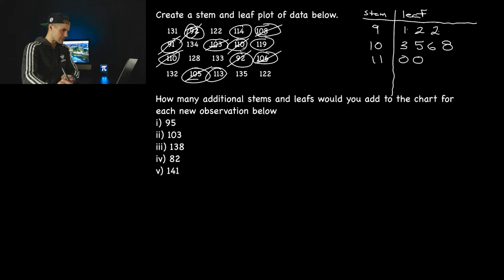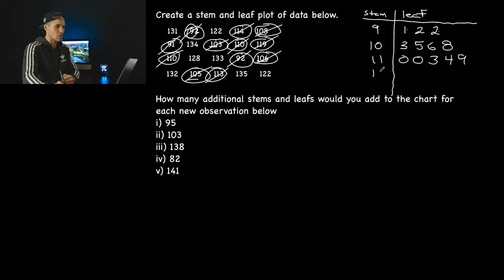Did I miss anything? No. So 113, so that's going to be a 3. Then we're going to have 114, so 4. And then we're going to have 119, so that's going to be a 9, like that. So take off, take off, take off, and yeah, that's pretty much it.